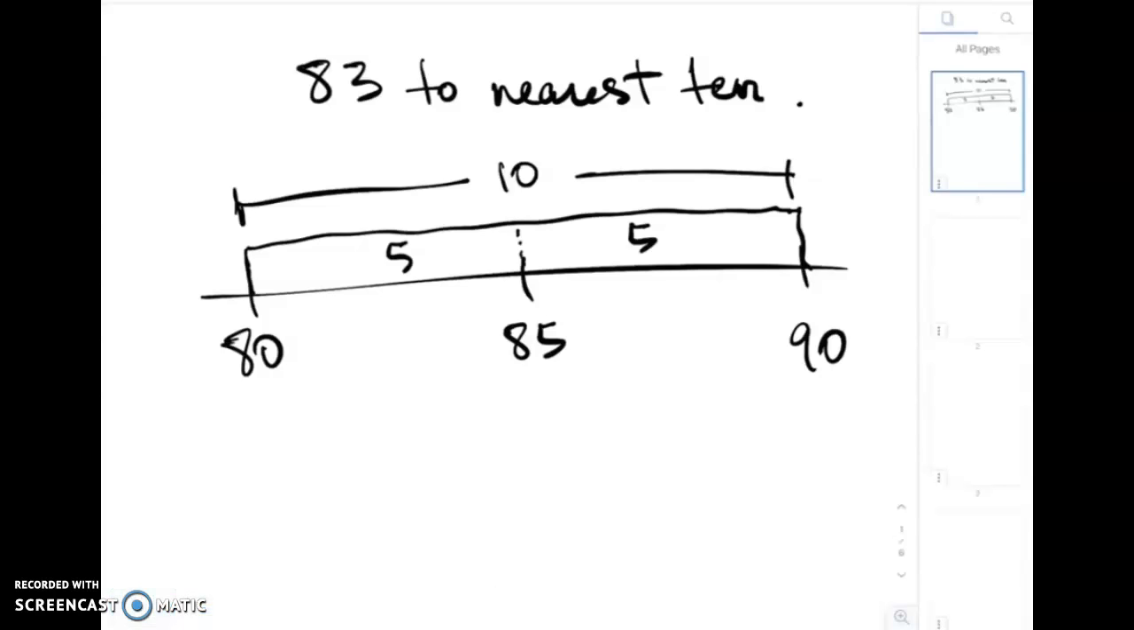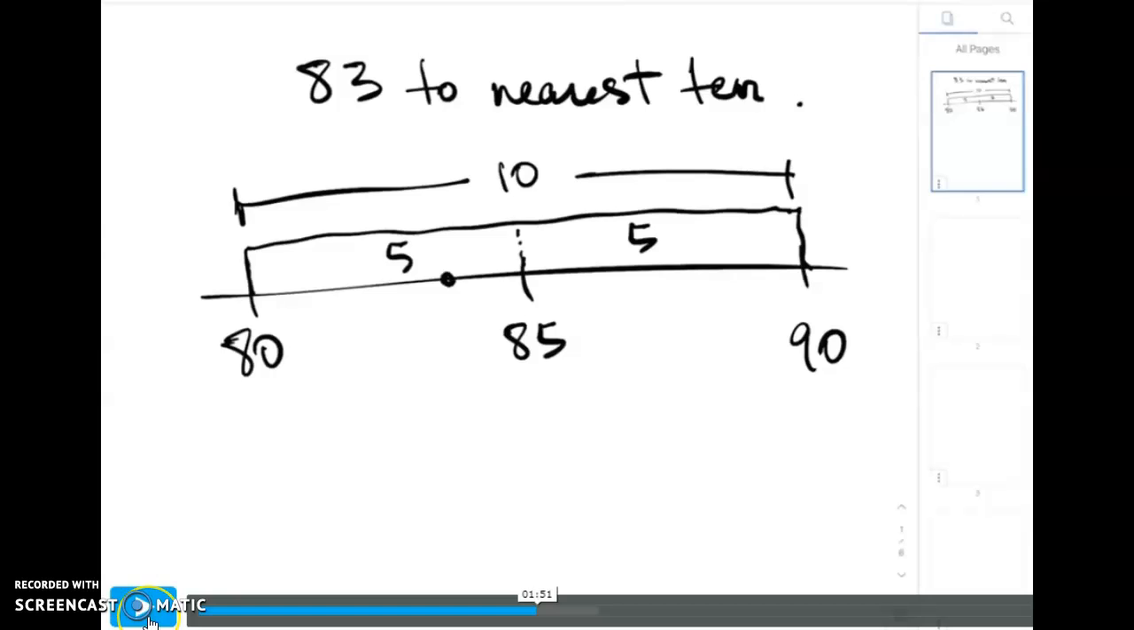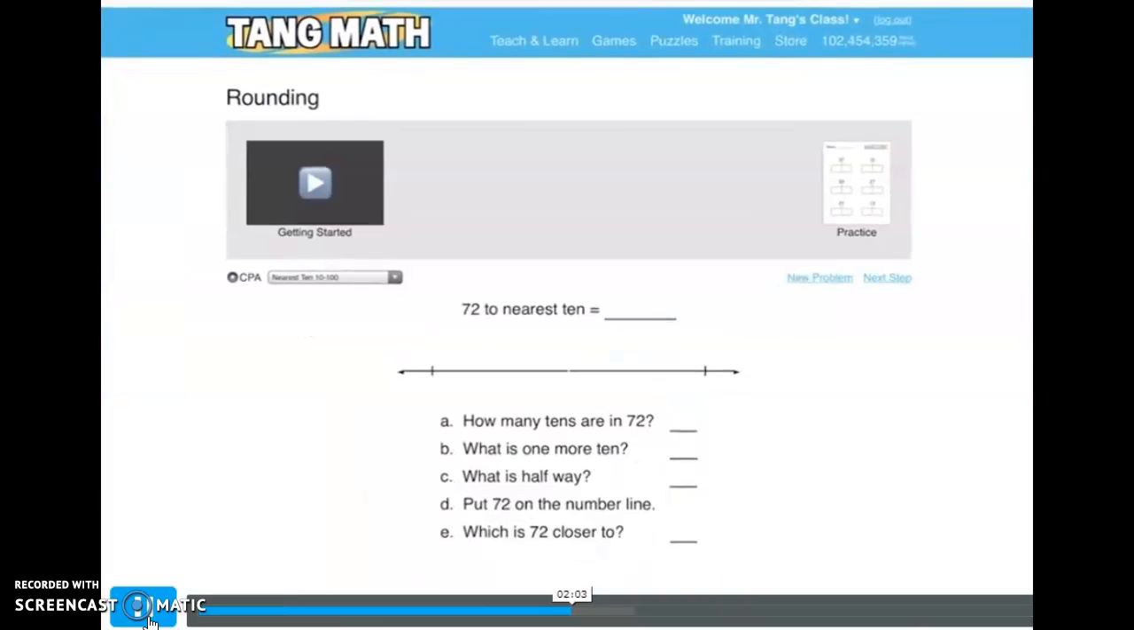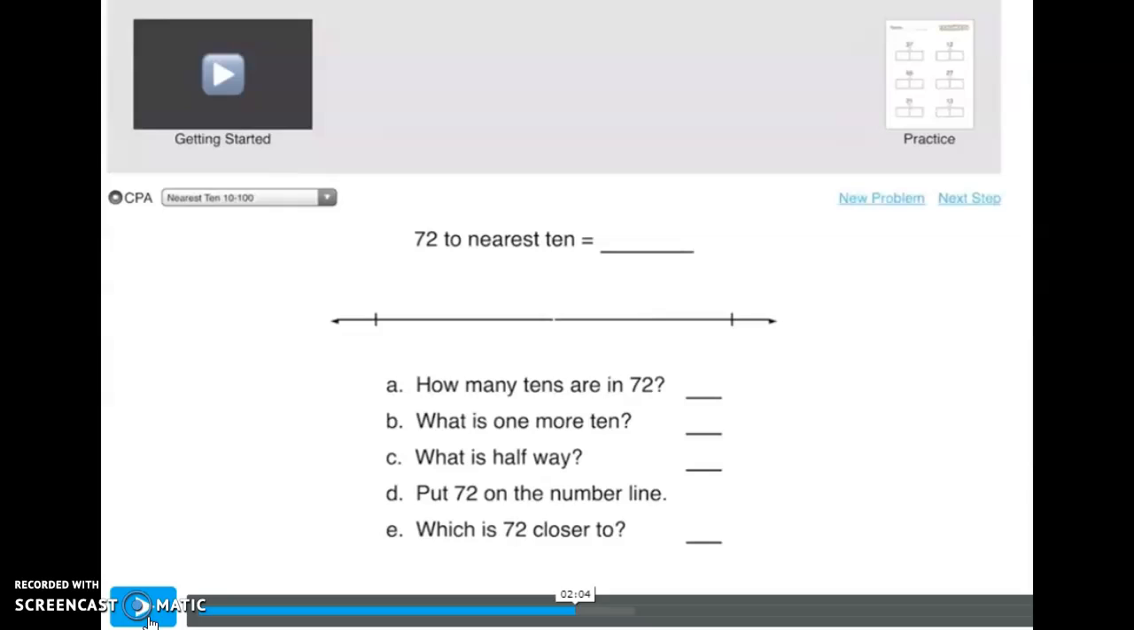So now I'm going to decide, where does 83 fit on this number line? So I'm going to mark where 83 fits on the number line. And now I know that that is 83. So now I'm asking myself, it is closer to 80 than it is to 90. So 83 rounded to the nearest 10 is 80. Let's do some practice.